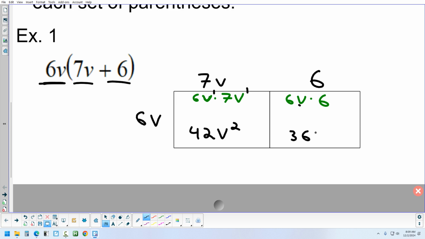And we know we're going to have a v next to it. What's going to be the exponent on the v when I add up the exponent on the v in the first term and the exponent on the v in the second term? What's the exponent going to be? Oh, Gigi? Just v. Yeah, it's just v, because this is v to the first. The 6 doesn't have a v, so it doesn't contribute anything else to the problem. So it just stays 36v. Okay, so that's the multiply step.